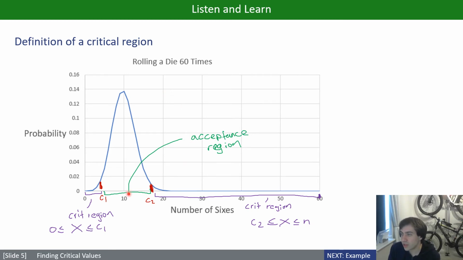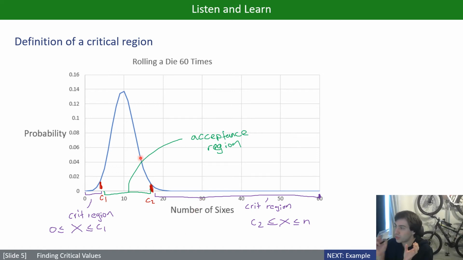If I rolled, say, 12 on this diagram, it'd be about here. I accept it. What if I rolled 16? Now it's inside the critical region, according to how I've drawn it. That means I reject H0 and I go with H1. H1 is the die is biased. If I rolled 30 sixes, I'm all the way over here, I'm inside the critical region. So again, I would reject H0, the fact that it was unbiased, and I would say it probably is biased. It's in the critical region. I go with H1.